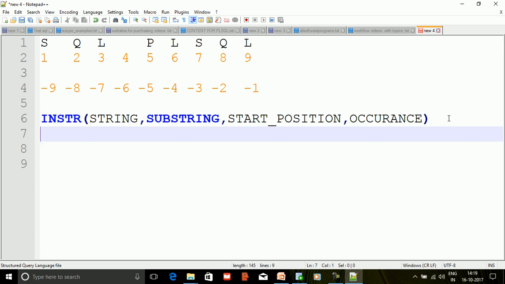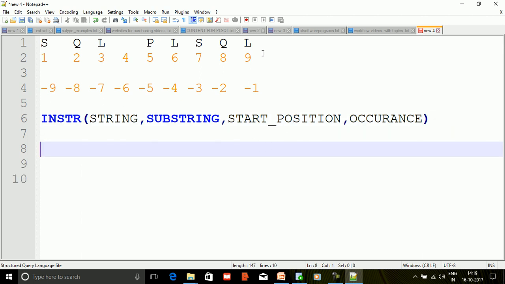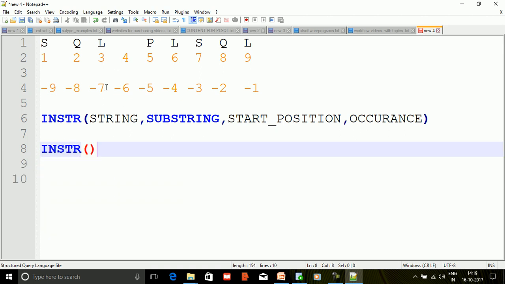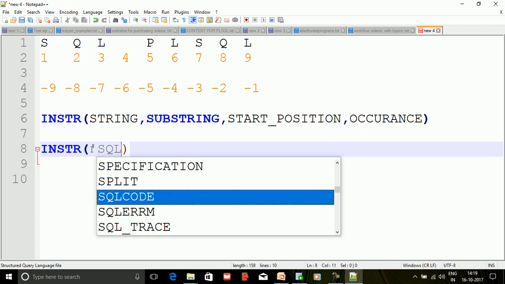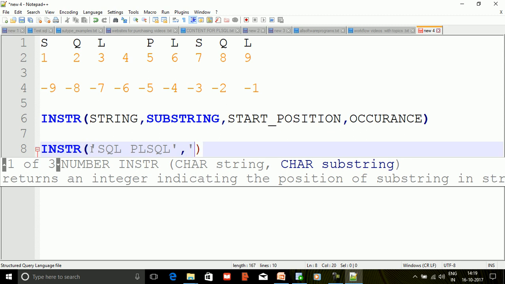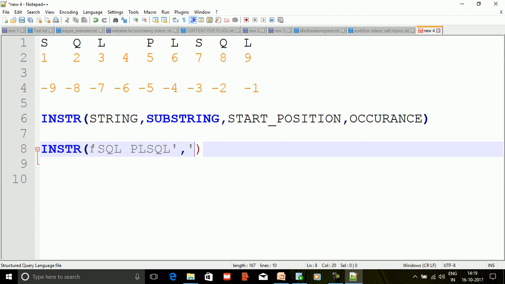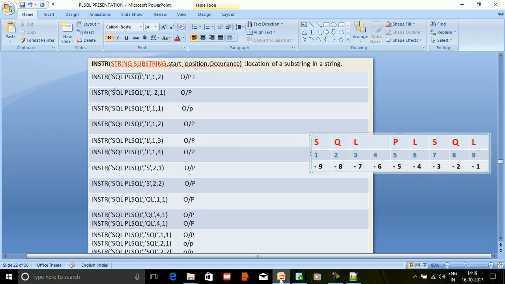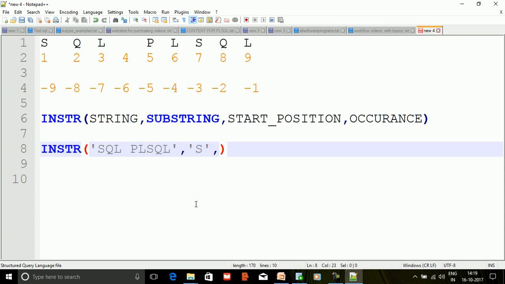So I want to find the occurrences in SQL PLSQL. How can I write it in INSTR? What is the string we have? SQL PLSQL is the string. What is the substring you want to find? L occurrence, or else S occurrence. There are so many examples I'm going to cover here. I'll explain about L and S and Q, all those things.